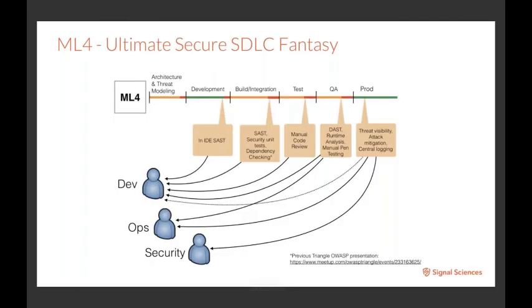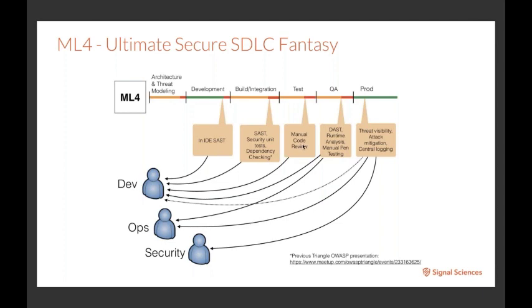All right, so this is my ML4, which is the ultimate secure SDLC fantasy. To walk you through this, you have your architecture review and threat modeling very early on. In the development phase, you've got in-IDE SAST, so static code analysis while the developer is actually writing the code. And then build integration environments. You have additional SAST running, secure unit testing, so actually creating unit tests for validating security controls. Dependency checking, so this is looking at third-party libraries for vulnerabilities that might be lurking in those libraries.